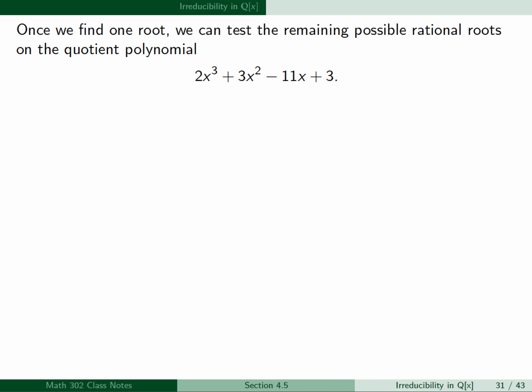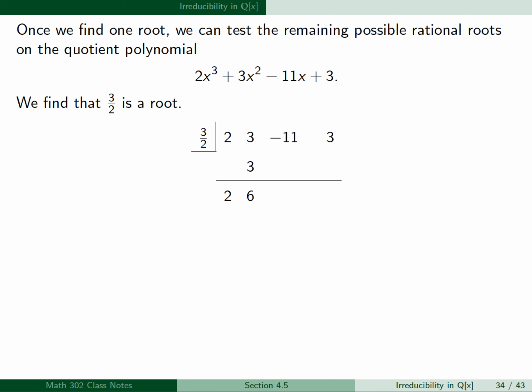And once we find one root, we can test the remaining possible rational roots on the quotient polynomial. And we'll eventually find that 3/2 is a root. And checking this using synthetic division, pull down the 2, multiply by 3/2, add, we get a 6. Multiply by 3/2, we'll get a 9. Add, minus 2. Multiply by 3/2, minus 3. And we obtain a remainder of 0. And then f of x is x plus 1, x minus 3/2 times 2x squared plus 6x minus 2.